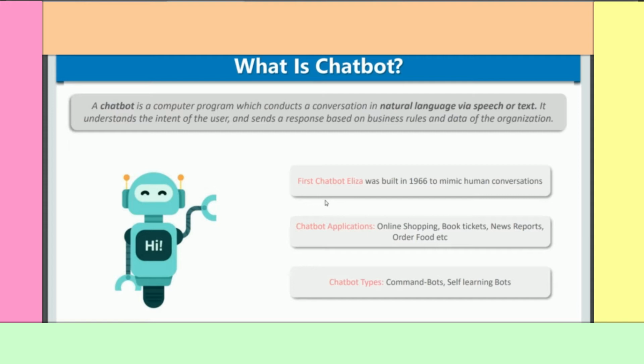All right. And we know that the first chatbot was created back in 1966 to mimic human conversation. And chatbot applications are applicable to almost every vertical: online shopping, booking tickets, news reports, ordering food. So they are applicable in almost every vertical that we can think of.